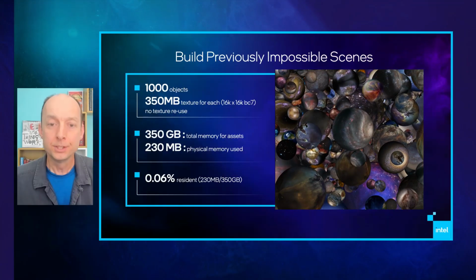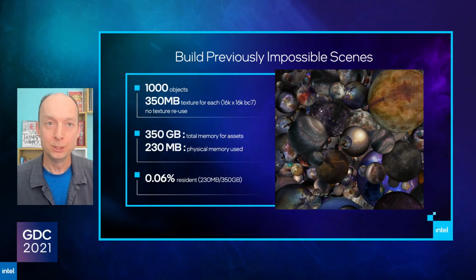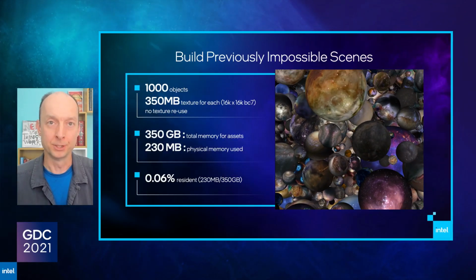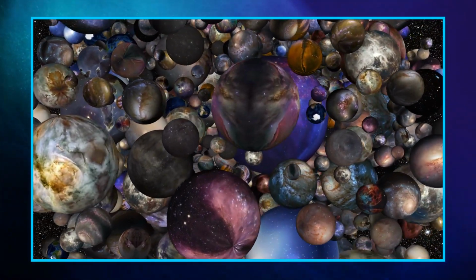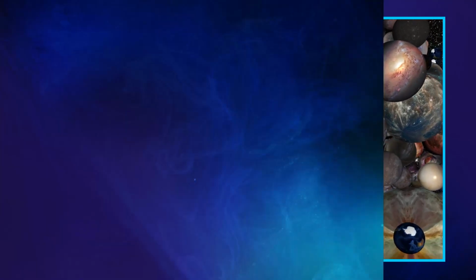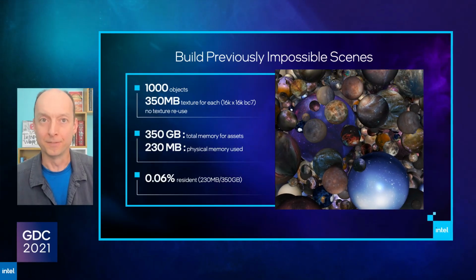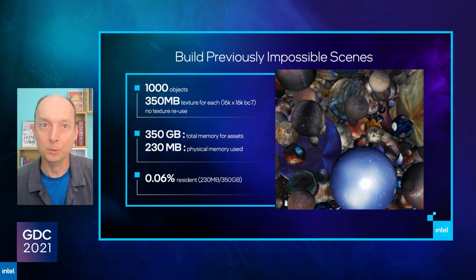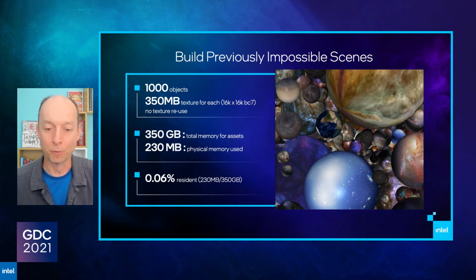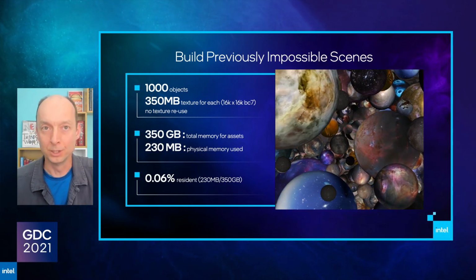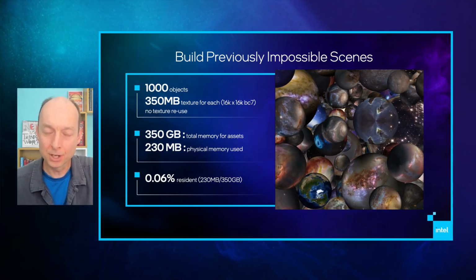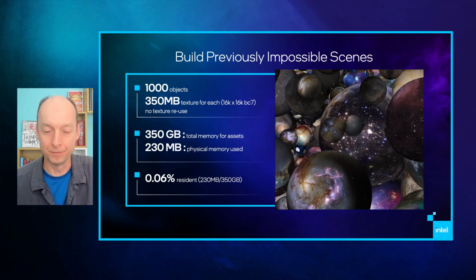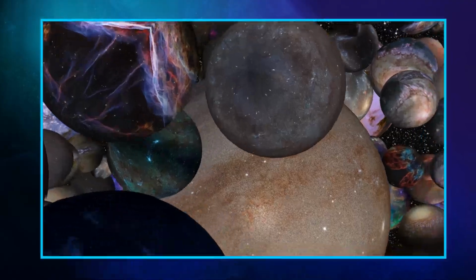Let's look at an example of sampler feedback streaming. This scene contains 1,000 planets, each with its own 350 megabyte texture. None of the textures are reused, but I am reusing asset files. That's 350 gigabytes of assets. Without streaming, the GPU would be paging assets every frame, and performance would be terrible. With streaming, this scene is only using about 230 megabytes of physical memory. Only 0.06% of the assets are physically resident on the GPU.